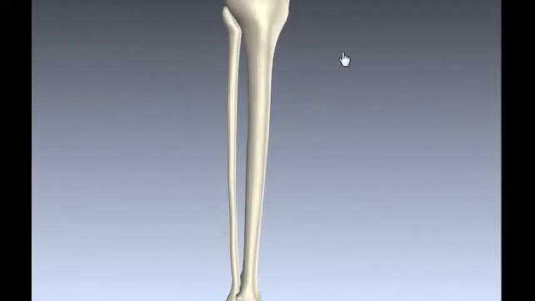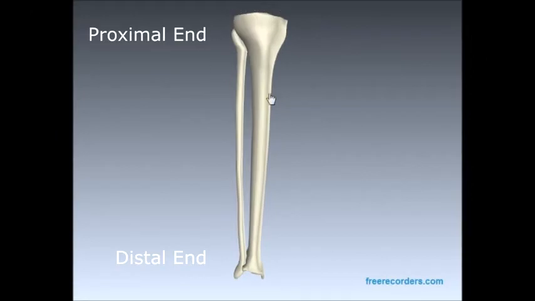Now let us see the tibia and fibula. This is the proximal region and this is the distal region.